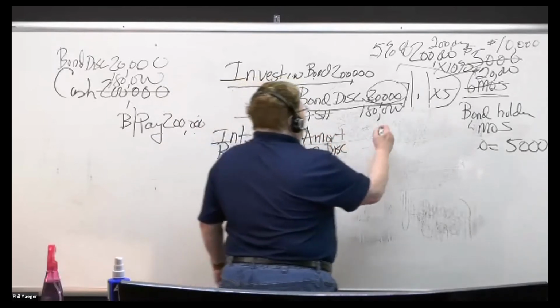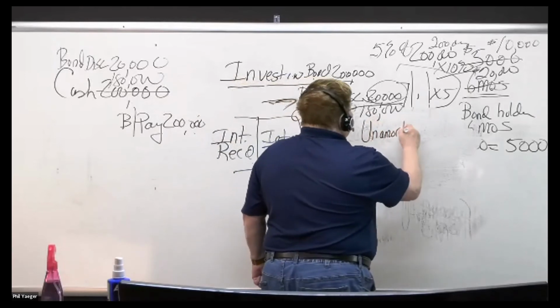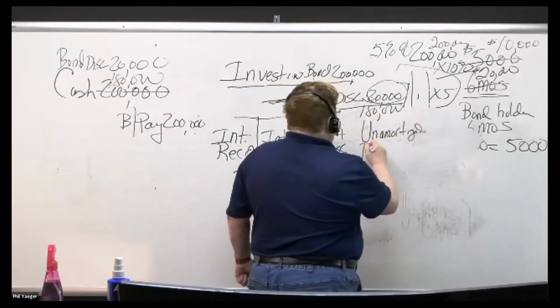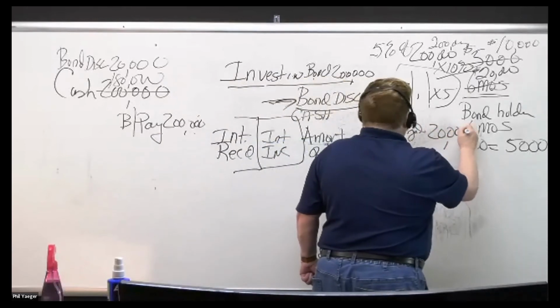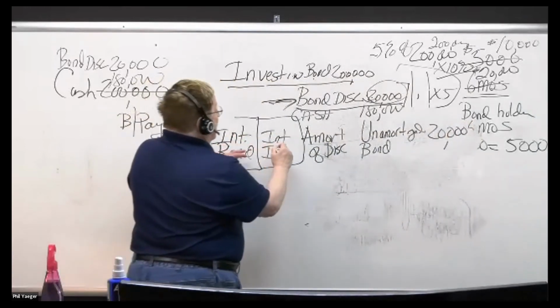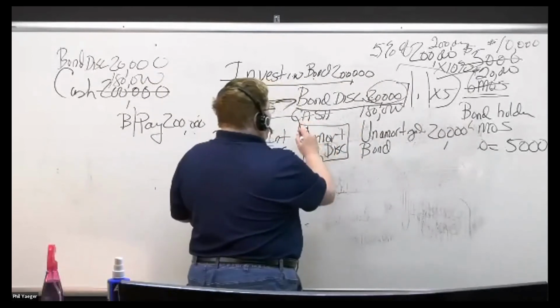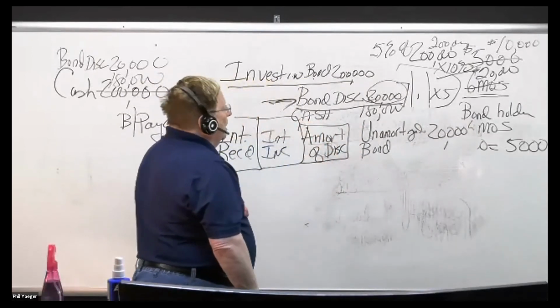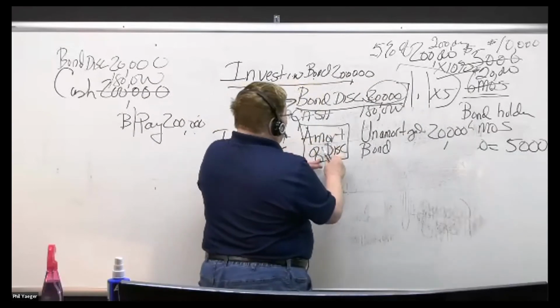Now, I would have a column, unamortized bond discount, and it was what? 20,000. So what I'm going to do is take the interest received minus the interest income, and that difference is the amortization of the discount, correct? The difference between the two is the amortization of the discount.